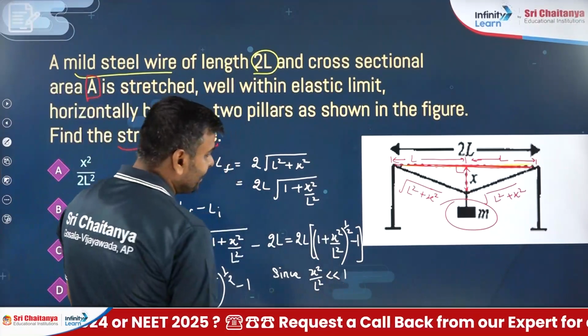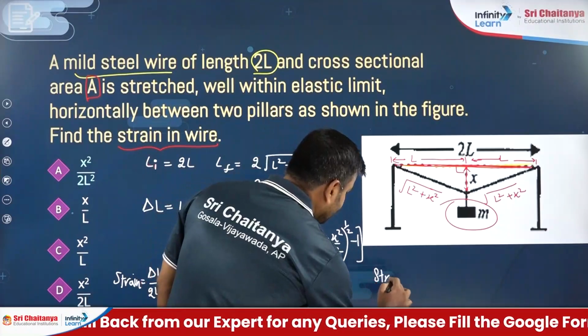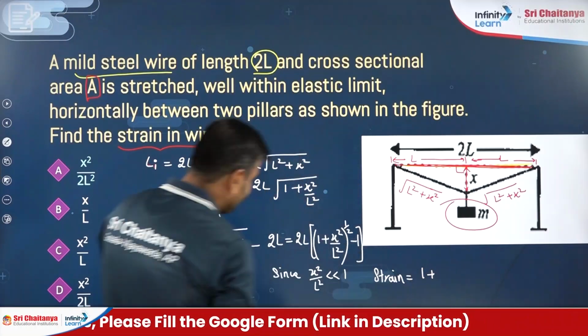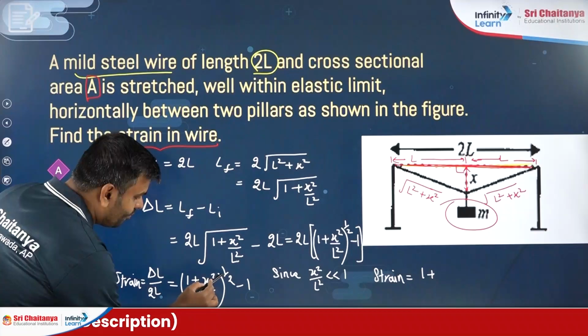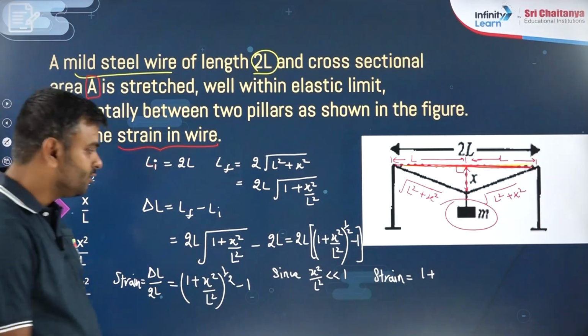What will be the final answer we are going to get? The final answer for the strain: when we apply the binomial expansion here, the power we have, 1 by 2, we multiply with x square divided by L square.